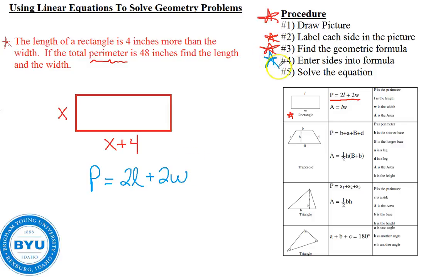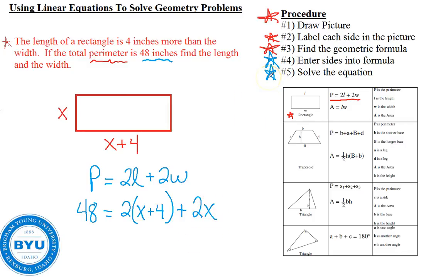Great. In step number 4 of our procedures, it says to enter the sides from our picture into the formula. So let's see. Perimeter. They told me what the perimeter is. They said it's 48 inches. 2L is the length. Ooh. So the length is x plus 4. We're going to need to include that. Be aware when you plug a value in for a variable, you do need to put parentheses. Plus 2 times the width. Now let's see, what's the width in my picture? Oh yeah, it's x. Good.